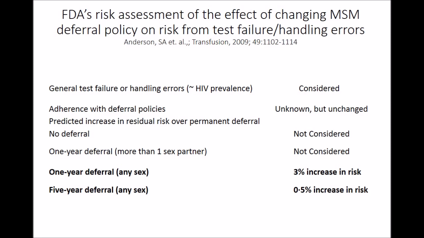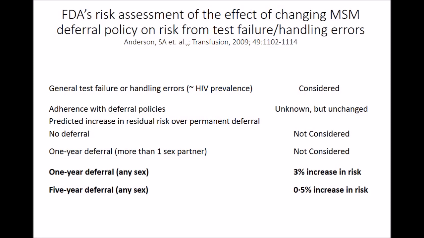Now, there's another important issue here. The FDA has, in the form of Steve Anderson and other colleagues in their Office of Numbers, whatever it's called, they have a capacity to do risk assessments. And many of us, even I think in this process, have seen many of these risk assessments in things like vCJD and so on. And some years ago, they published this risk assessment, which was an interesting exercise. It was the effect of changing the MSM deferral policy on risk from testing or handling errors.